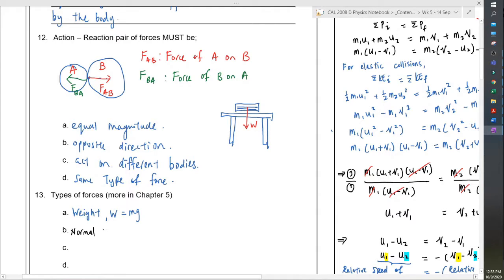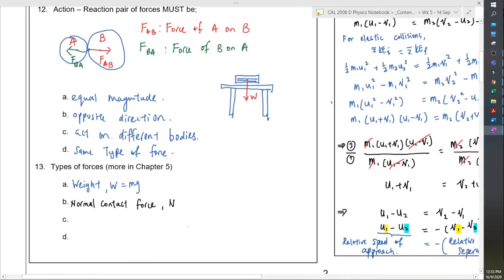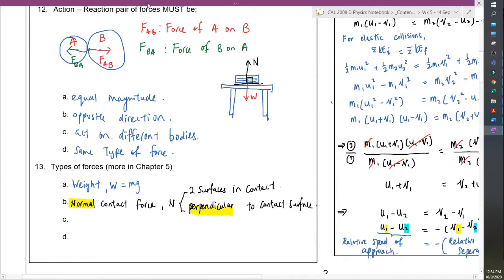One type is weight, mg, pointing downwards. The second one is your normal contact force, N. This normal contact force happens whenever two surfaces are in contact. And the term normal means the force must be perpendicular to your contact surface, so there must be 90 degrees. This N is 90 degrees. A lot of times, a common misconception, you see the normal and the contact. I'm just highlighting the namesake for you.